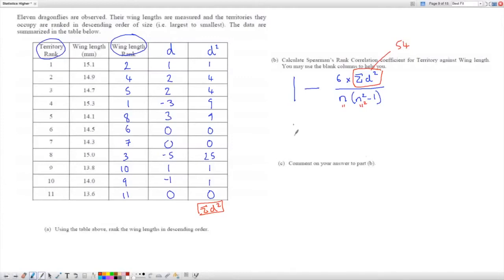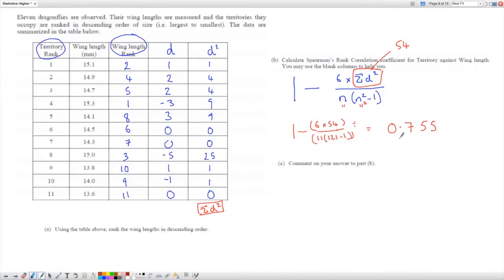So now substituting the right places, we have 1 subtract 6 times 54 divided by 11 bracket 121 minus 1. Calculating that further, putting this into brackets, working everything out separately, dividing, taking away from 1, we have 0.755. So check that when you put all those numbers into your calculator, simplify, finding out the final answer, you should get 0.755.